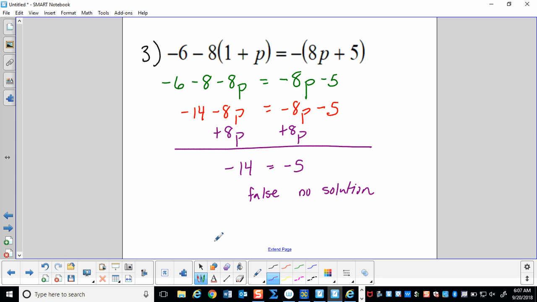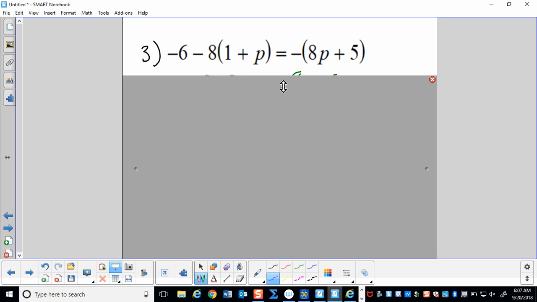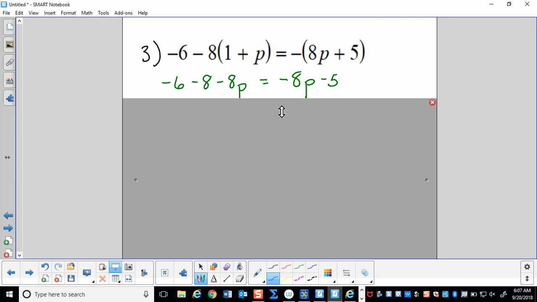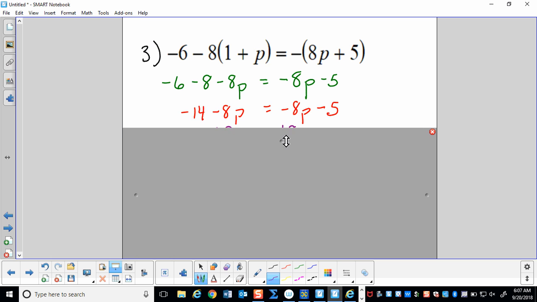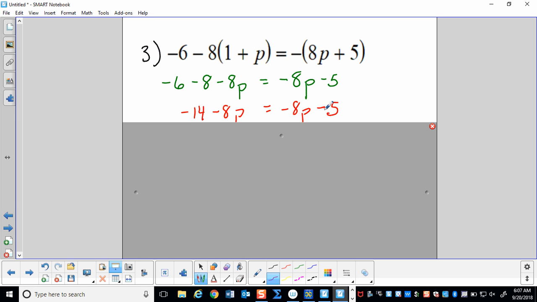All right, here's an example of the third case where there's no solution. So let's look at this. I distributed on both sides. I simplified. And as you can see, I've got -14 minus 8p equals -8p minus 5. So for 8p, I'm subtracting -14, or I can subtract -5 and get the same number. Well, that's not true. So let's go ahead and continue to solve.